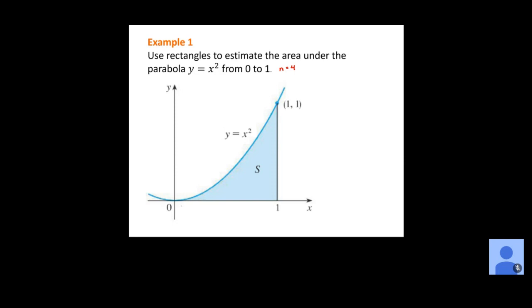So let's think about it this way. I'm taking my interval from 0 to 1 here. I'm going to divide it into 4 equal pieces, right? So I'm going to cut it in half here. I'll take half of that there, and half of that there, right? So now I end up with 4 intervals here. So how wide is each one of those pieces?